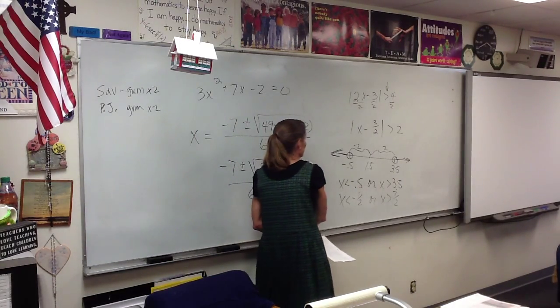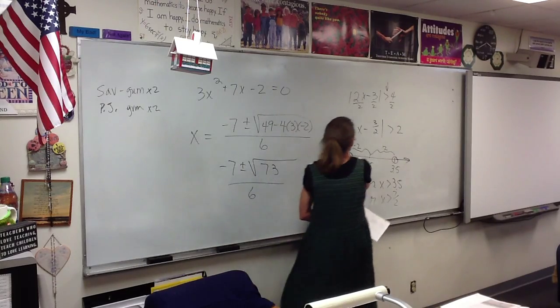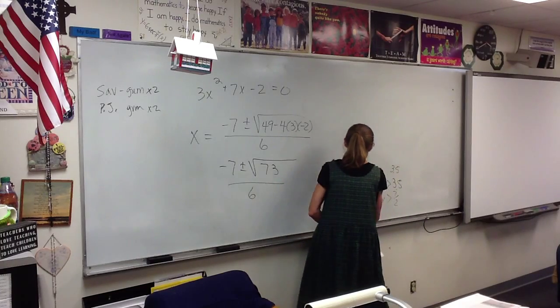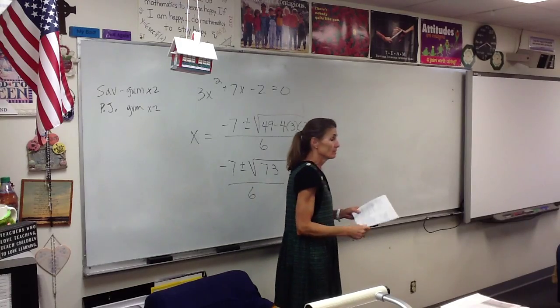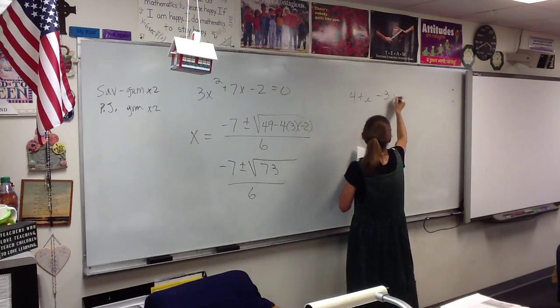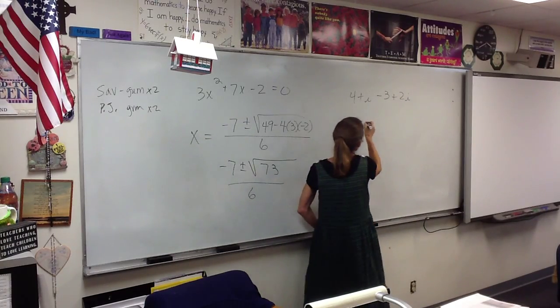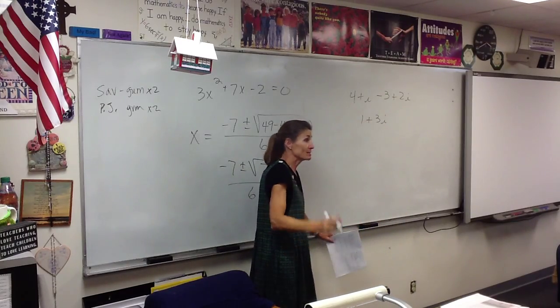Number 2, question number 2a. What do I do with this one? Who remembers 2a? Don't I distribute the negative? Yeah. So that gives me 1 plus 3i, and that one's done.